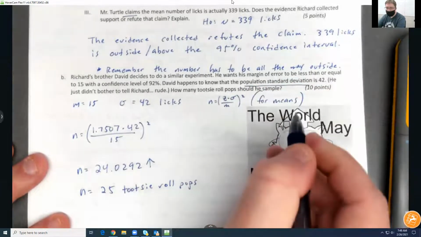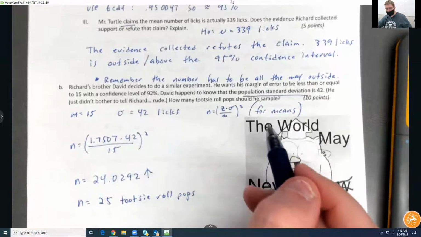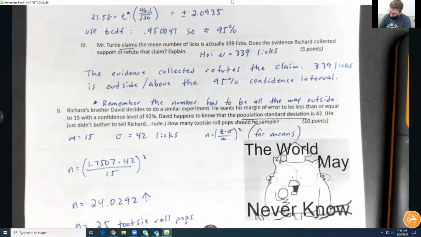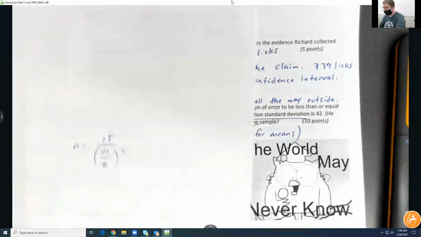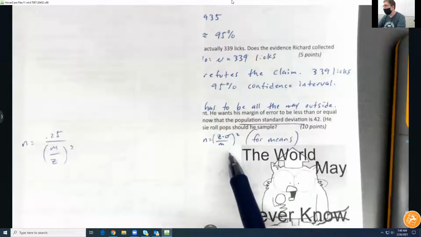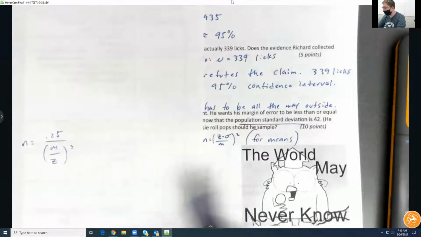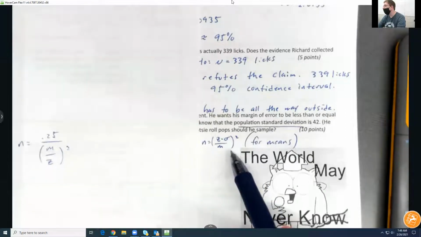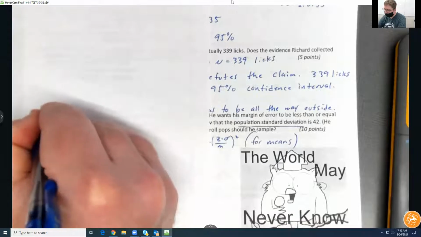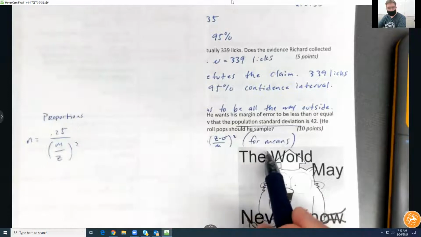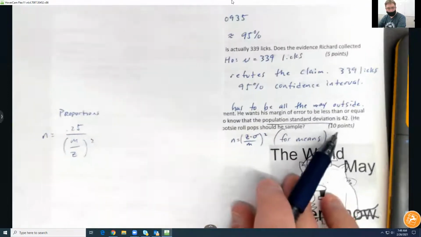This is not the same one for percentage. There was another one for percentage. The one for percentage was this one. So this one's for percentage, this one's for means. They're different formulas. Don't try to use one with the other. So this one, the M has to be a decimal. This one, it does not. This one's for proportions, and this one is for means.